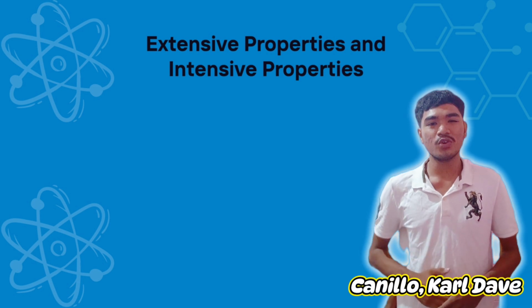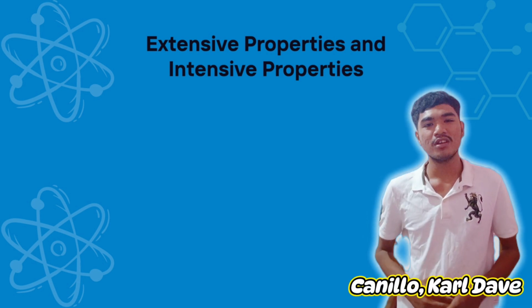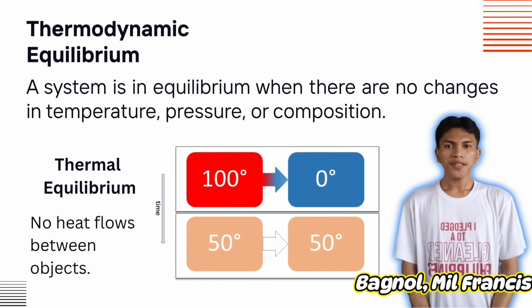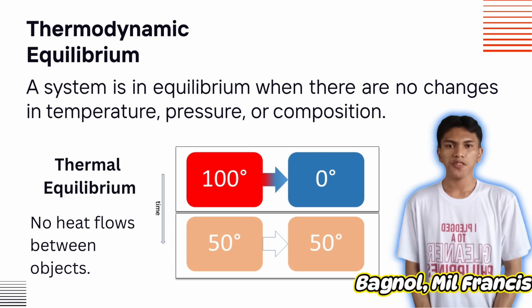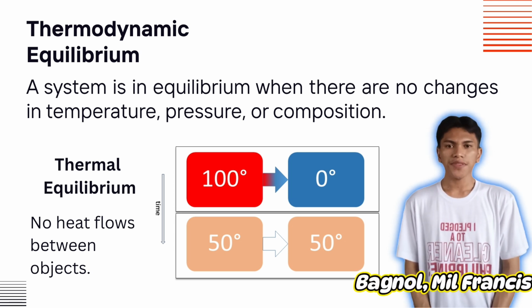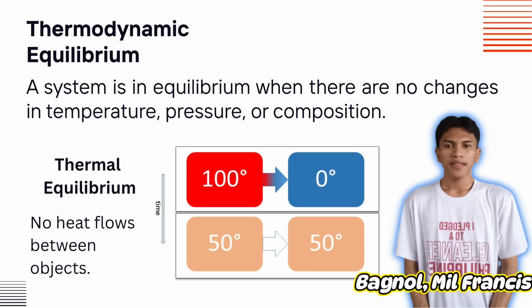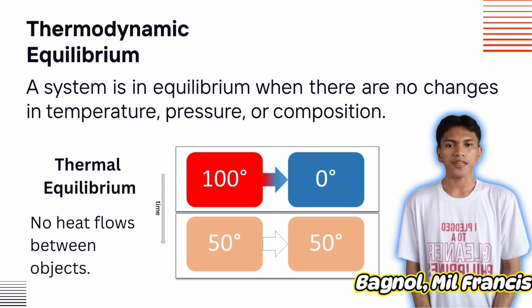Next time you cook, refuel a car, or check the weather, think about how thermodynamic properties play a role in everyday life. Imagine you leave a cold drink on a table for a while. Eventually, the drink warms up to match the room temperature. This happens because of thermodynamic equilibrium, a state where everything balances out. Equilibrium means balance. In thermodynamics, equilibrium happens when a system stops changing over time. This means no more heat flow, no pressure change, and no further chemical reactions.